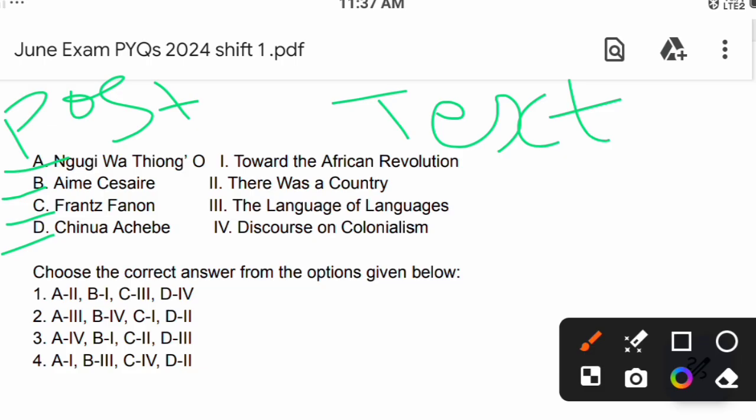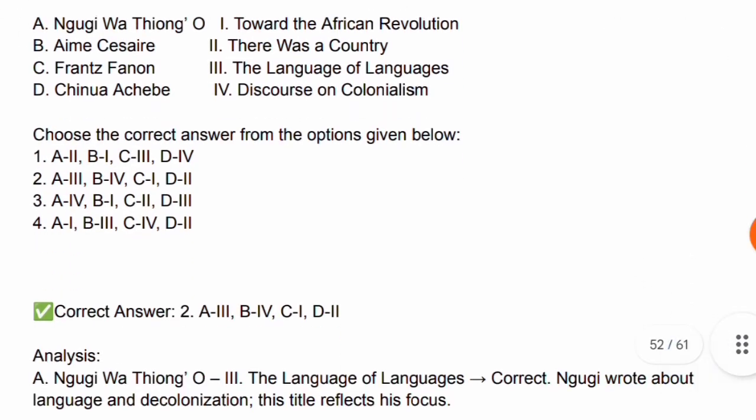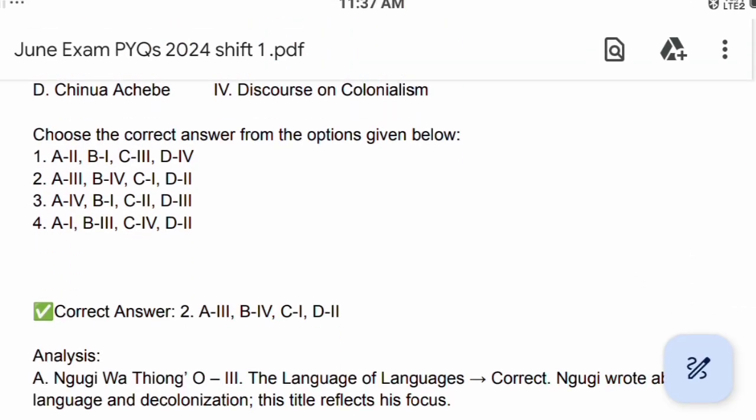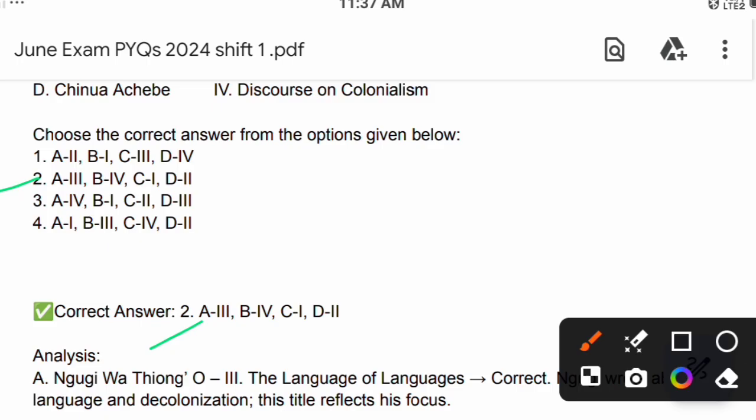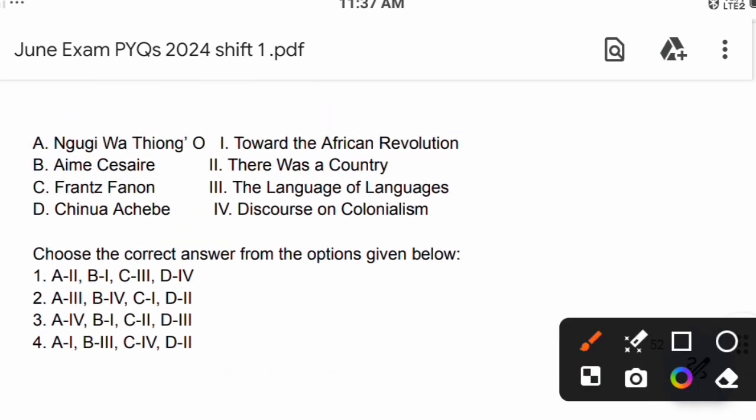So the correct answer of this question is going to be the option second. That means you have to match option second. A third, Ngugi wa Thiong'o, the language of languages. B fourth, Aimé Césaire, Discourse on Colonialism. C first, Franz Fanon, Toward the African Revolution. And D Chinua Achebe second, There Was a Country.